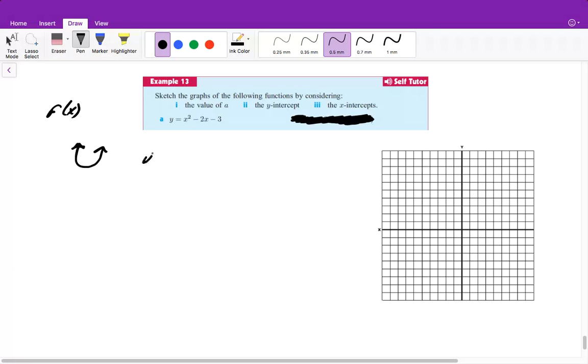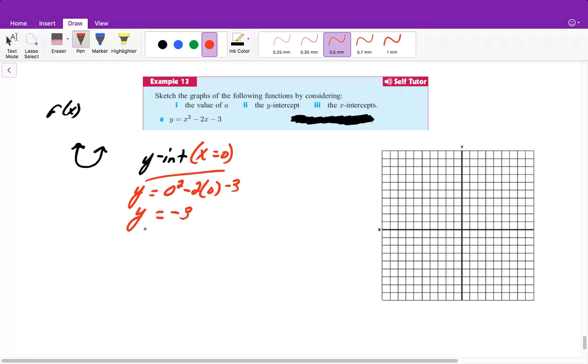Then we're going to solve for a y-intercept. When we're solving for a y-intercept, we set x equal to 0. This one's nice and easy. y is equal to 0 squared minus 2 times 0 minus 3. So y is simply equal to -3, and our point is (0, -3). So I can go ahead and plot that point. Our x is 0, y is -3. 1, 2, 3. So there's our point.